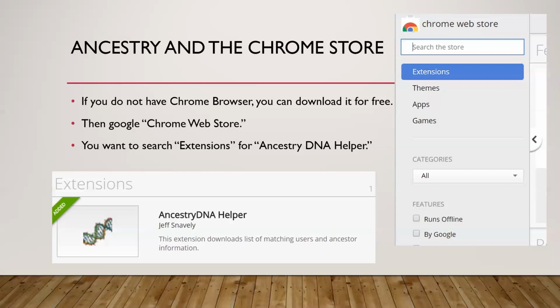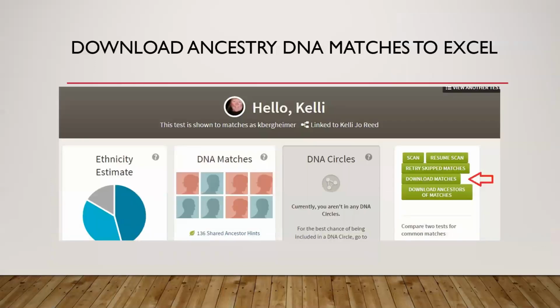So the one that I'm going to mention first is Ancestry DNA Helper. When you download Ancestry DNA Helper into your browser, what installs when you open Ancestry in Chrome are these green boxes on the right. And you can download your matches from Ancestry. So this is a really valuable tool. Like I said, it might currently be disabled, but it might be coming back, so keep an eye on that.